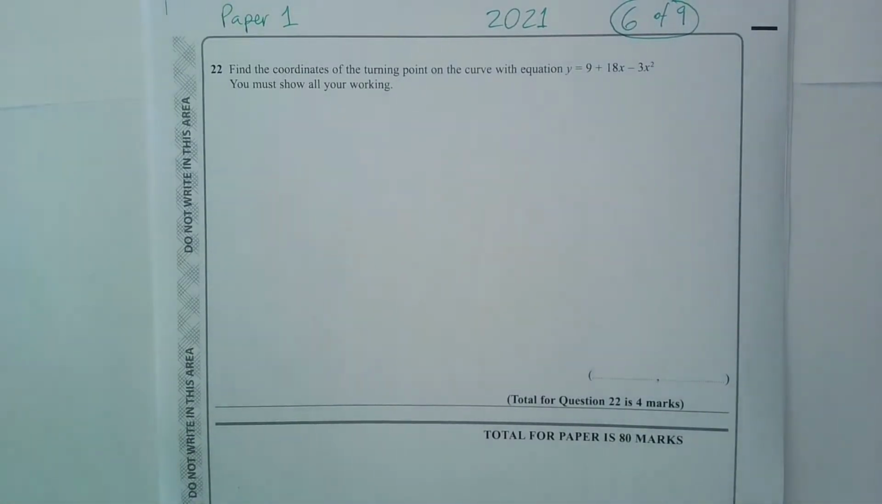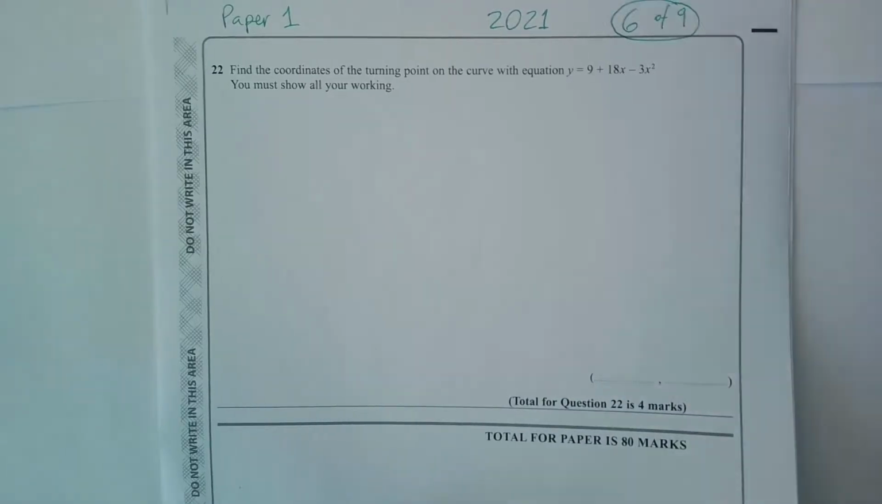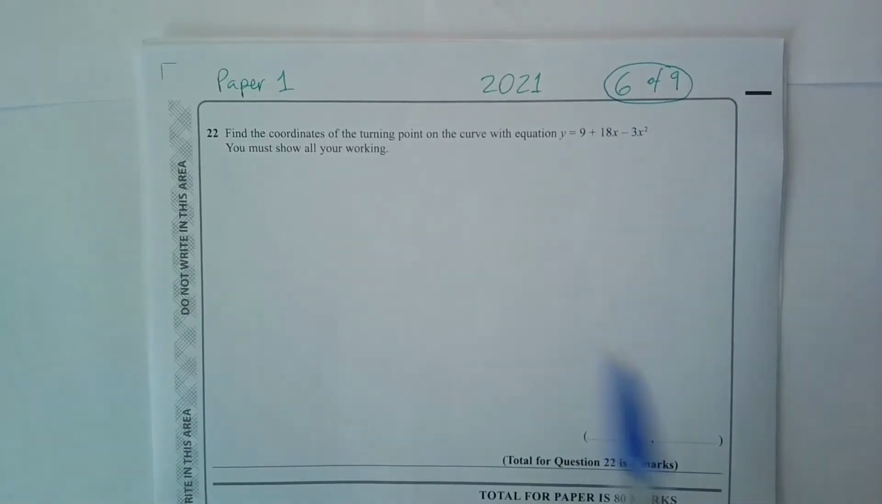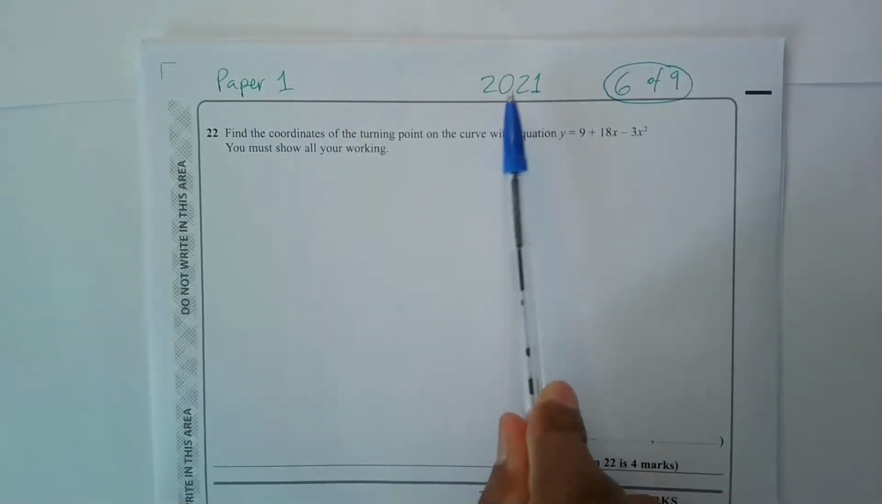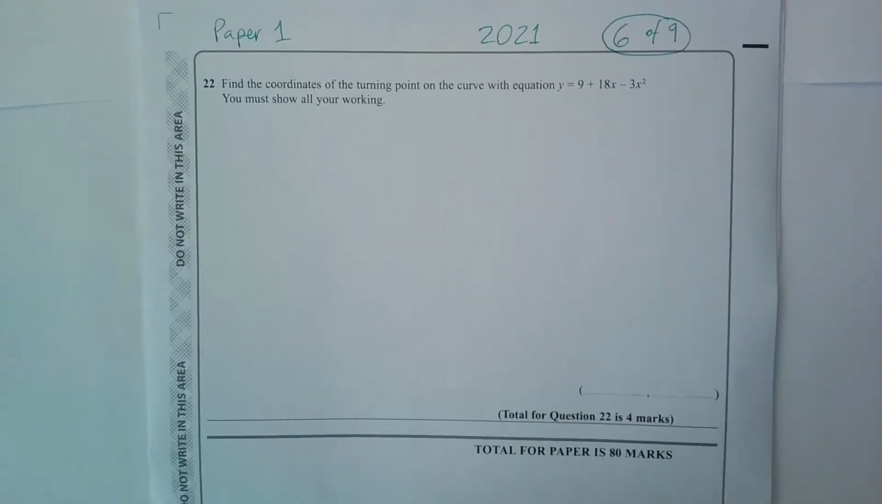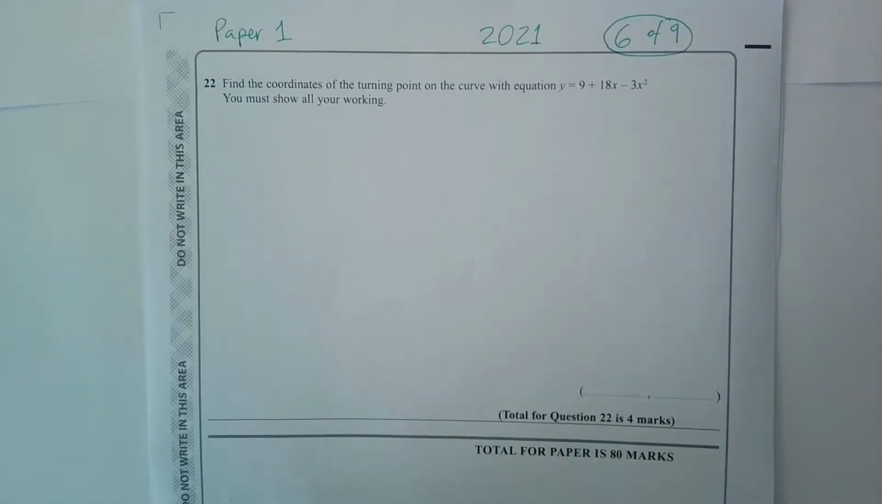Right, here is the next question. This is question 6 of 9. This is paper 1, so non-calculator, from 2021. Press pause, and when you are ready, press play for the answer.